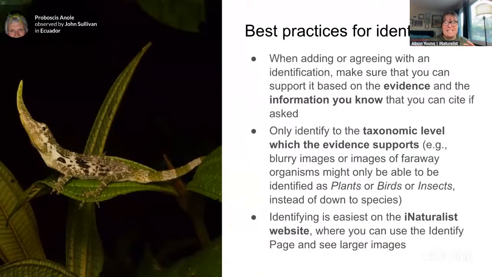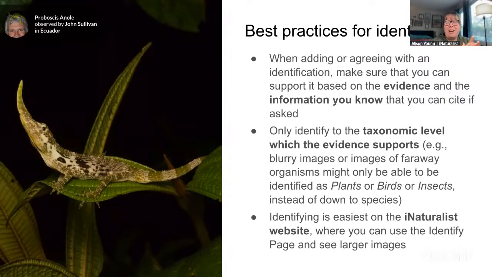So before I get into how to identify, there are a few best practices around identifying. One is that you really should only add IDs that you're sure of. So if someone asked you, you can point to the evidence, so you can show the photo and the information that you know that leads you to that identification. If there are things that you're looking at and you don't know how to ID them, or you're not 100% sure or relatively sure about the species, it's totally okay to skip IDing things. You don't have to ID everything.